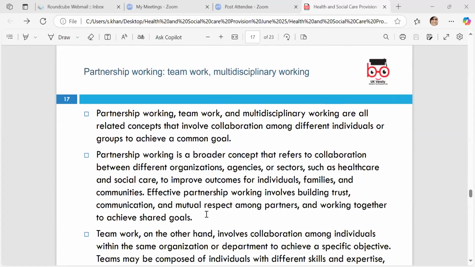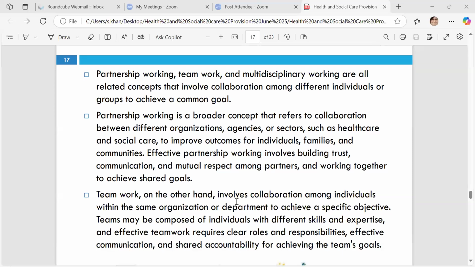The next slide is partnership work in teamwork and multidisciplinary. Okay, so we've got partnership work, which is working encompassing teamwork, working together, and multidisciplinary agencies. So partnership work is really, really important. Why is it so important to work in partnership? Why do you think it's so important to work in partnership?